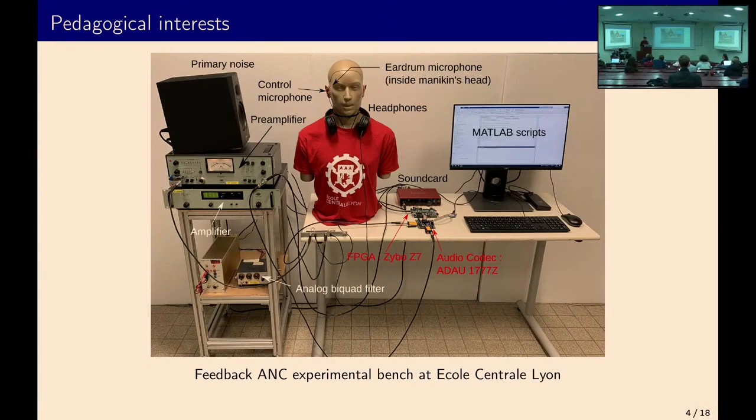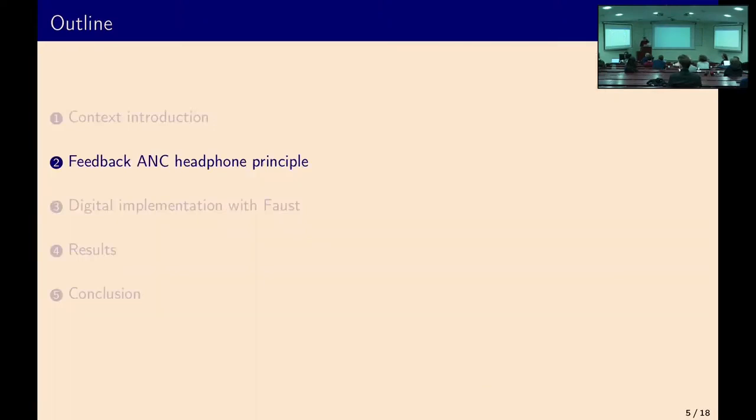The thing is that currently, at least until the past year, they were using a quite old analog filter with fixed parameters, so it was not really flexible for the students to change them and see the result in real time. So the idea is to use Faust, the CFALA toolchain, and the FPGA to upgrade this experimental bench. Okay, so now that you have the context, I'm going to explain a little bit the principle of feedback active noise control and show you how we used it with Faust.